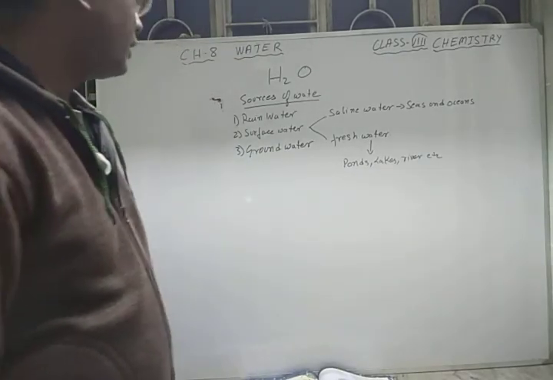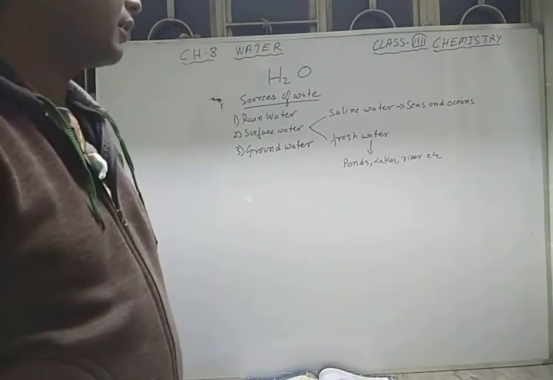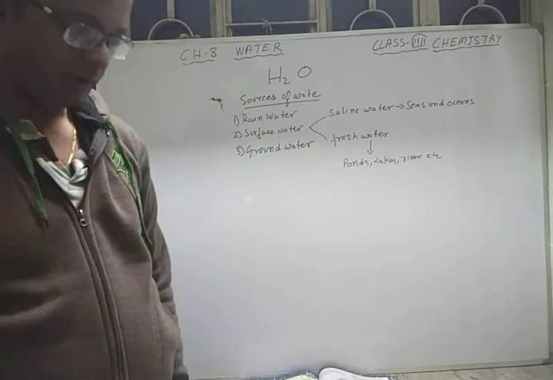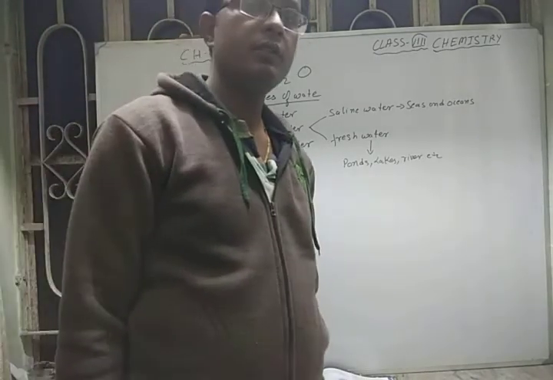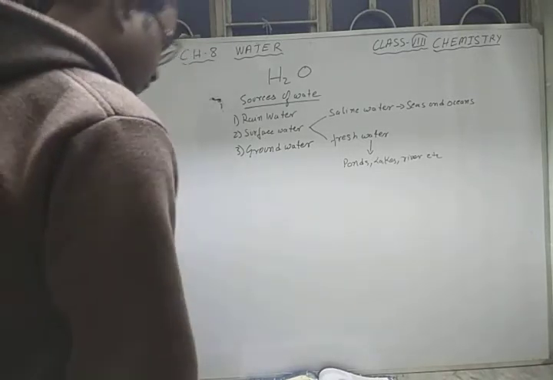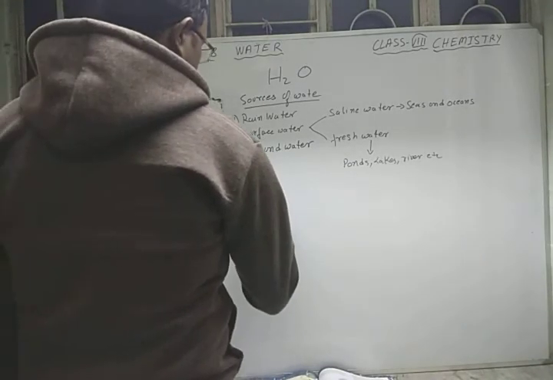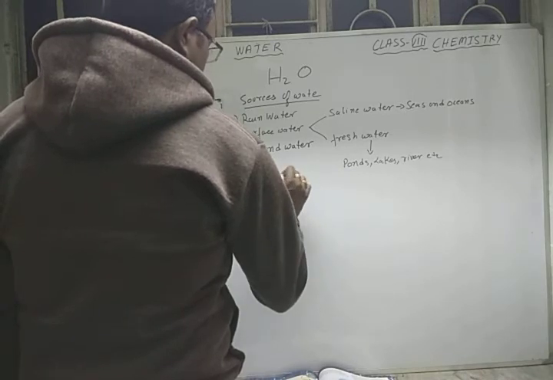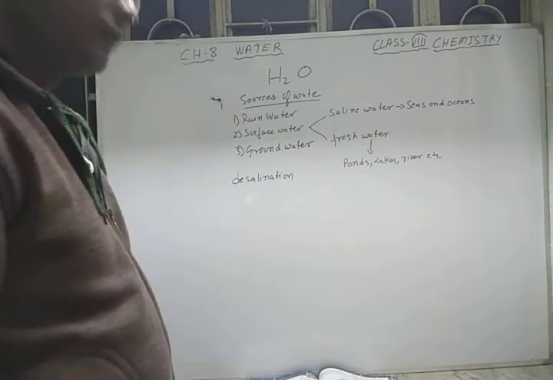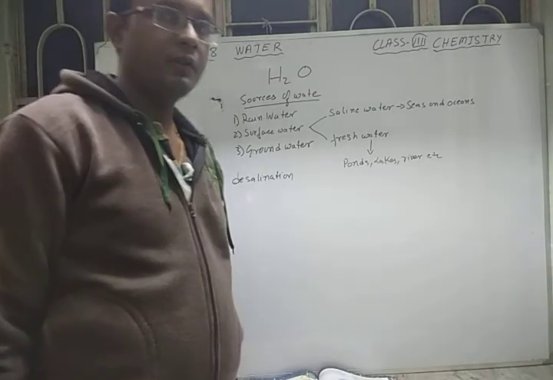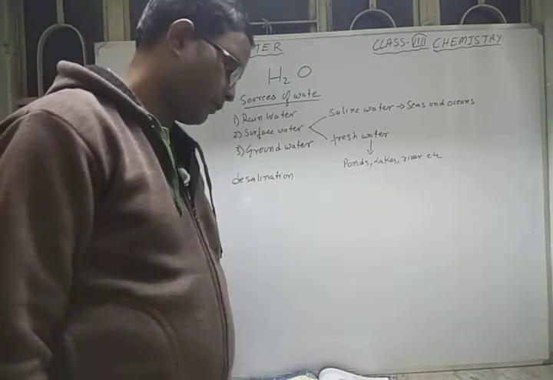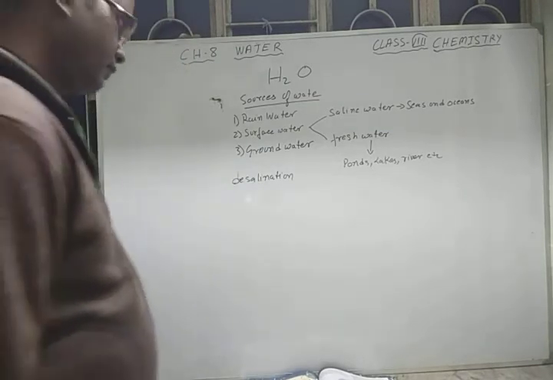Now, why don't we use the saline water? Because saline water contains lots of salt. For our use, we first have to do desalination. So what is desalination? Desalination means to remove salt from seawater. But removing salt from seawater is a very tough process. It takes a lot of time.